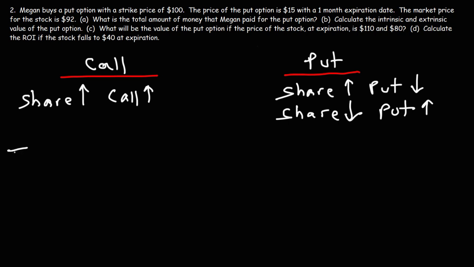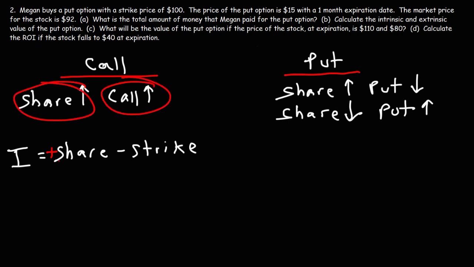It has to do with this formula. Recall that the intrinsic value of a call option is the difference between the share price and the strike price. So notice that we have a positive sign in front of the share price. That means that we have a direct relationship between the share price and the intrinsic value of the call option. So that's why when the share price goes up, the call option goes up too.